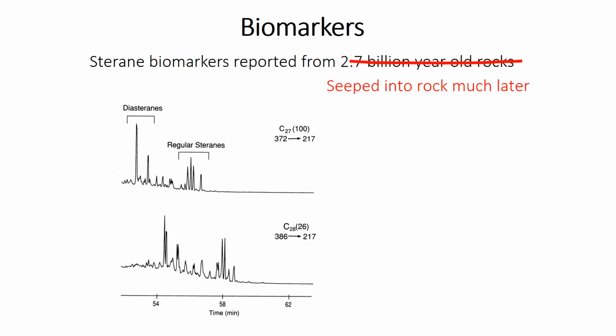However, it was later discovered that the organic material actually seeped into the rock much later on. So the evidence for them being 2.7 billion years old is no longer considered to be very good. So now the oldest sterane biomarkers are about 1.65 billion years old, which is about the same age as some of the likely fossils, such as acritarchs, for example.